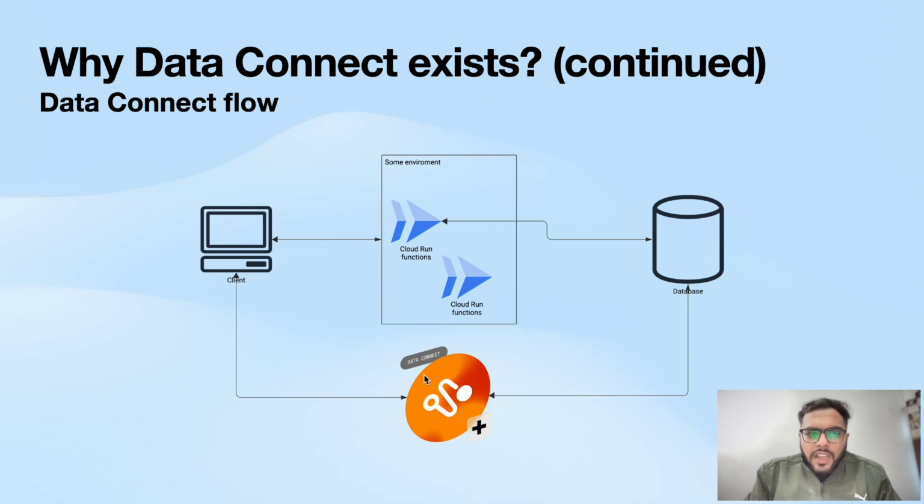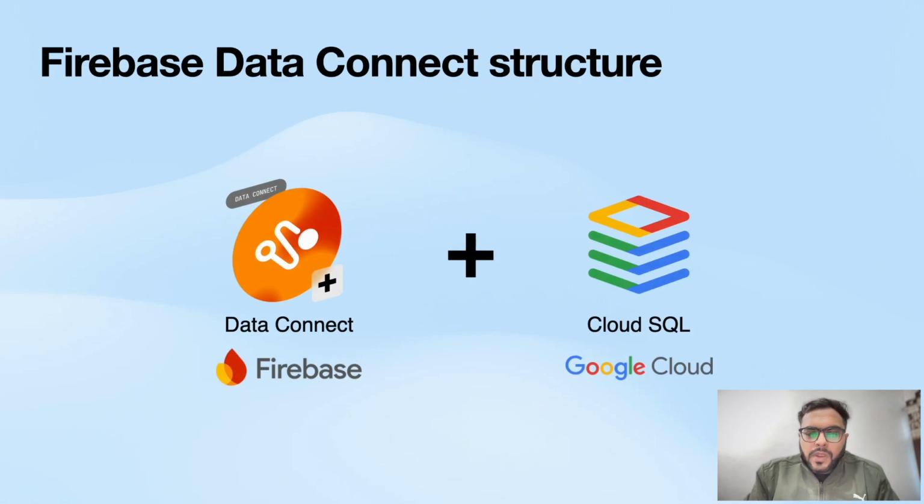We saw that. Now the thing is how it works. Data Connect basically works with two parts, you can say. It's basically a combination of two things. Data Connect is not a standalone thing. It's basically a service that uses another service, you can say.